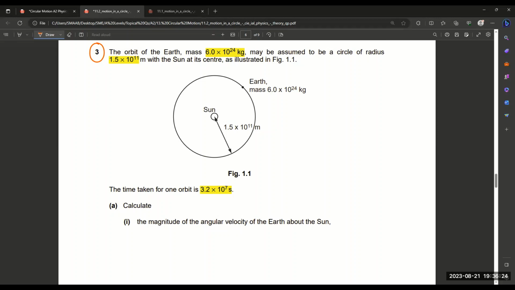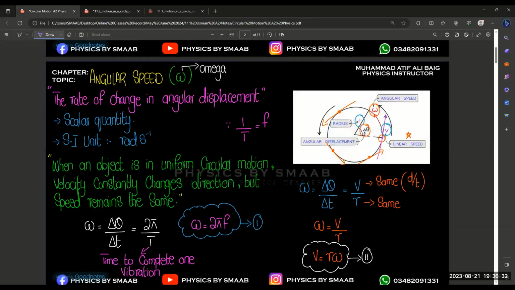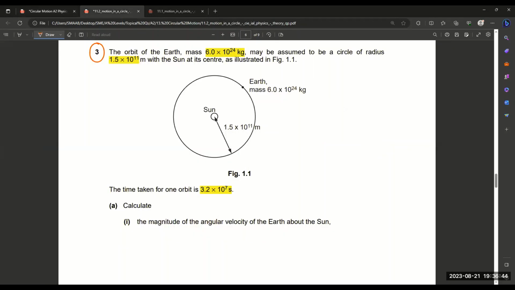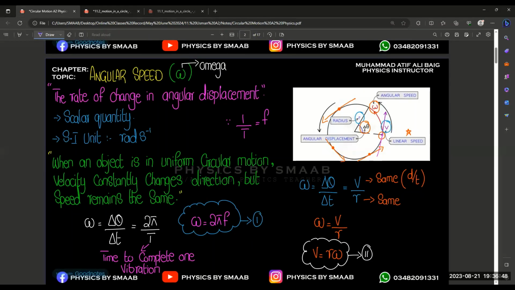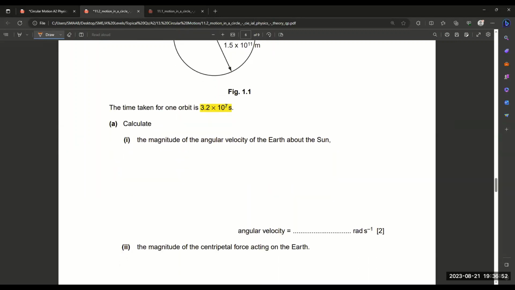So they are asking about the angular velocity, or in simple words we can say angular speed. If you remember the formula, angular speed is equal to 2 pi over t, right? We can also write it as 2 pi f according to the values given in the question. We know that the time is given, so we use this formula, omega equals 2 pi over t. So the first part is very easy.